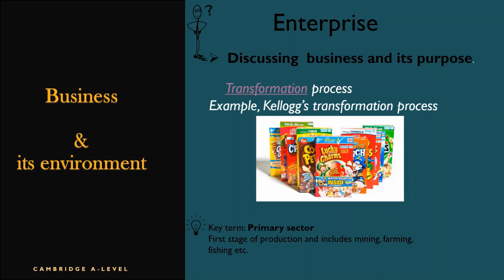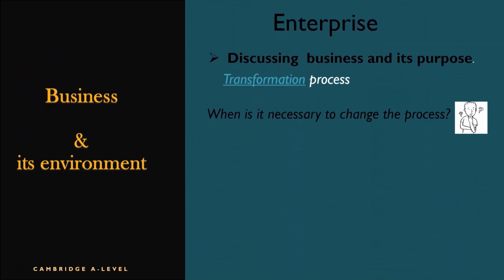Okay, so you'll notice here there's a key term at the bottom, and I will drop key terms at the bottom of every slide if there is a key term relevant to that particular slide. So just take note of these and you will have to know how to define them and give examples of that. Primary sector here, that's the first stage of production, includes mining, farming, fishing, etc. So like I said, for the Kellogg's transformation process, there's a great reliance on farming because that's exactly where they get their grains from. Okay, I think we're doing great.